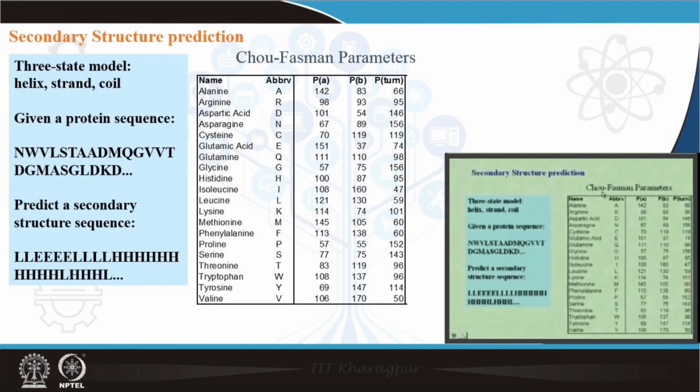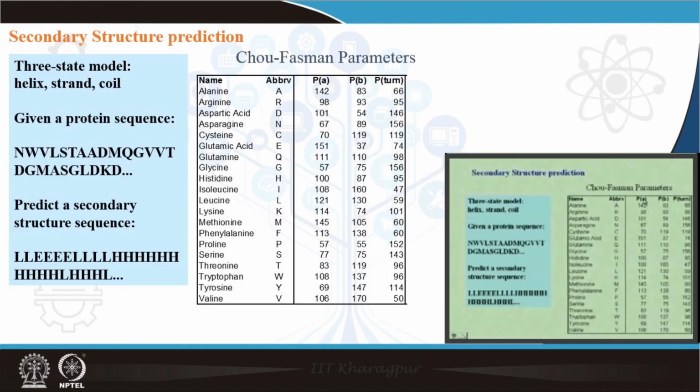These are called the Chow-Fasman parameters. What it tells you is the chance, or rather the propensity, this value is called a propensity, that you are going to have an alanine in an alpha helix. The larger the number, the larger the probability that that amino acid is going to be in that specific secondary structure.